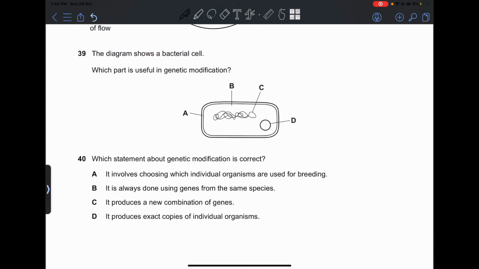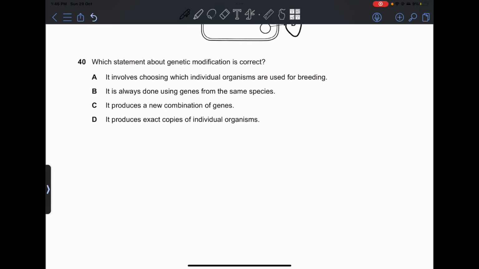39. The diagram shows a bacterial cell. Which part is useful for genetic modification? This is D. 40. Which statement about genetic modification is correct? A says it involves choosing which individual or organisms are used for breeding. Now this is an incorrect statement because sometimes genetic modification leads to the organisms breeding with other organisms that we did not choose. So this is not a correct answer.